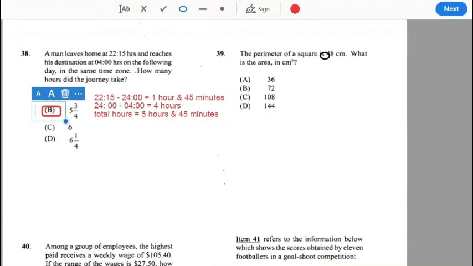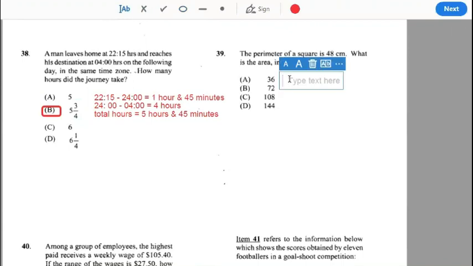The perimeter of a square is 48 centimeters. What is the area? So we know that the perimeter of a square is side plus side plus side plus side. So 48 divided by 4 is equal to 12. So one side of this square is 12 centimeters.